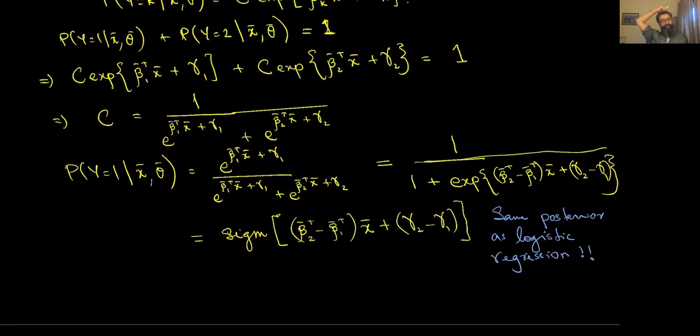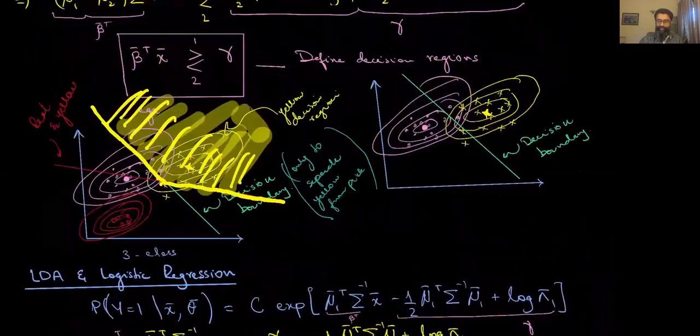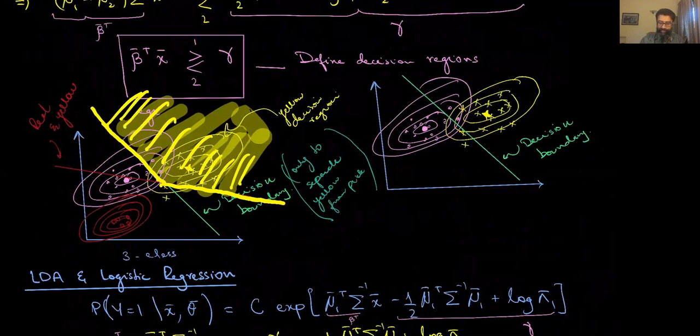So what does LDA do? Given this set of features, LDA draws a linear line in the feature space and says that on one side of this line the prediction is going to be class label red or yellow, and on the other side the prediction is going to be class label pink.